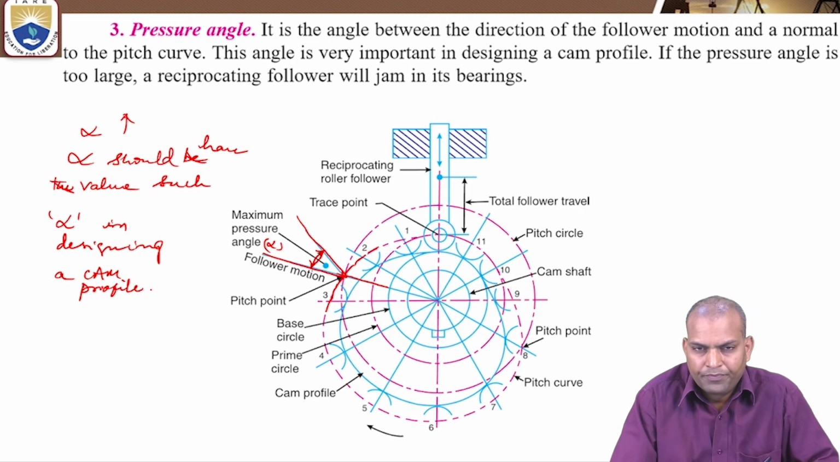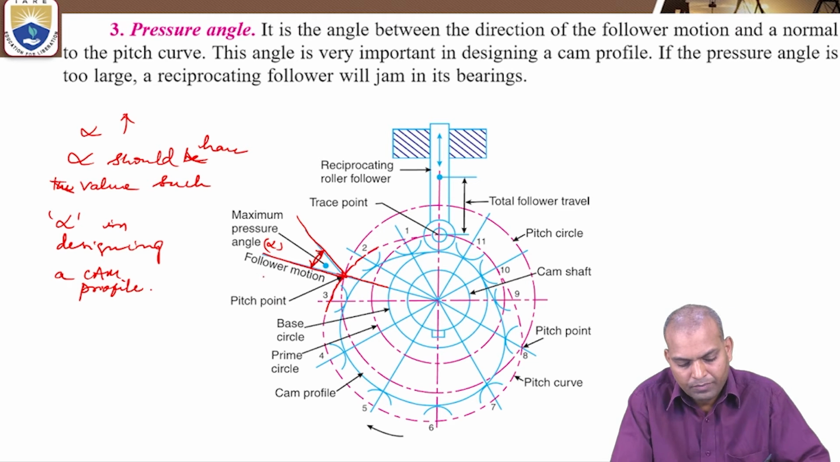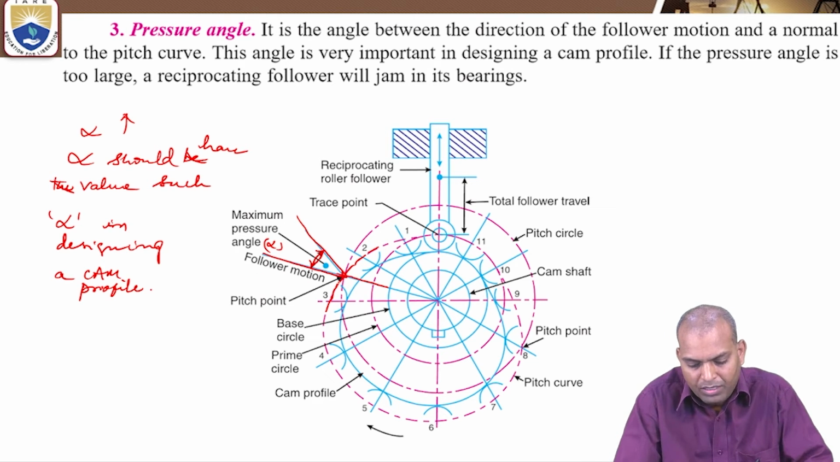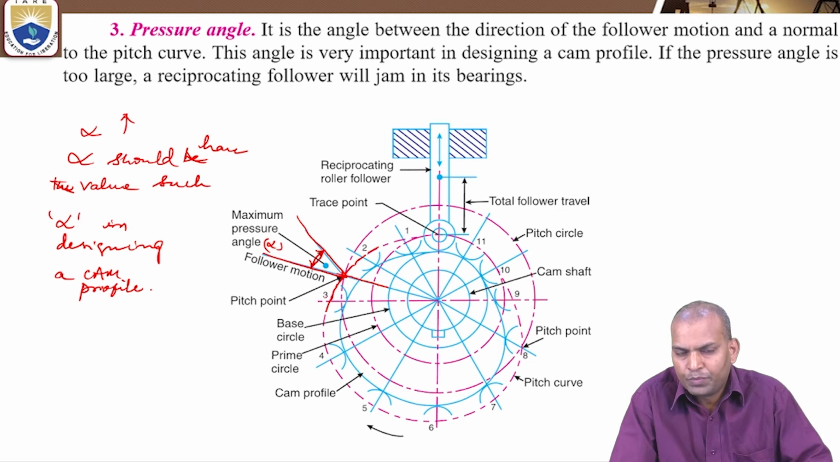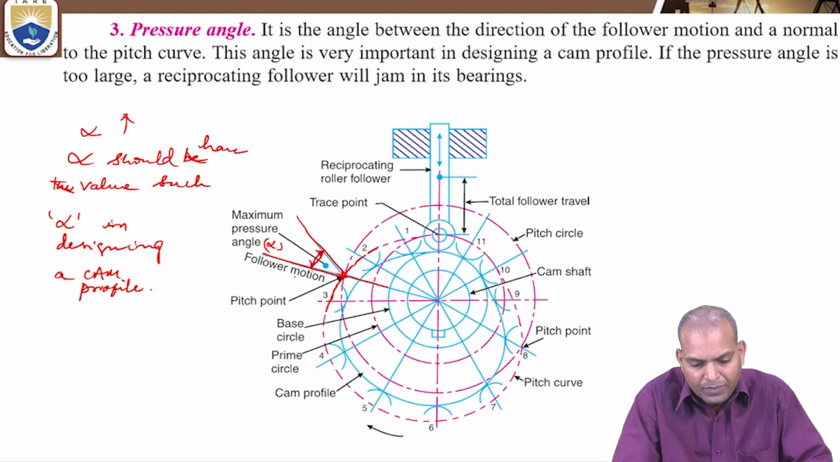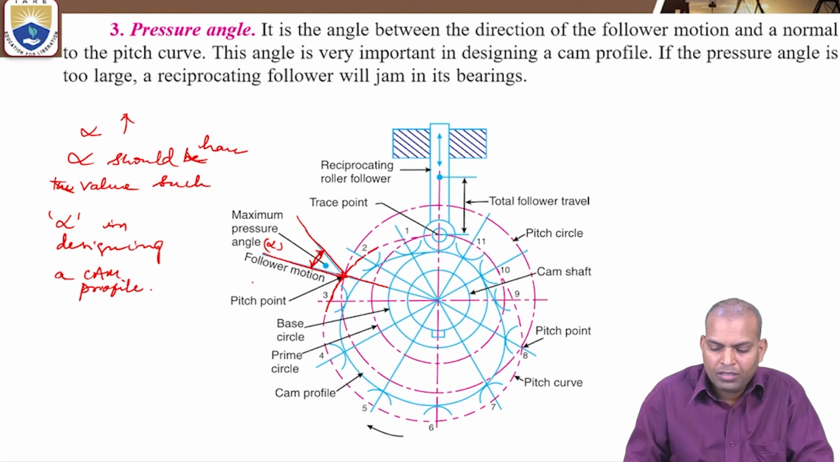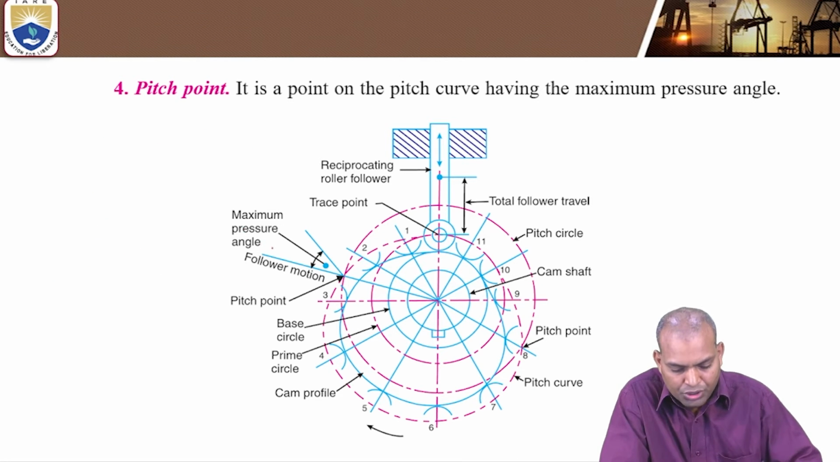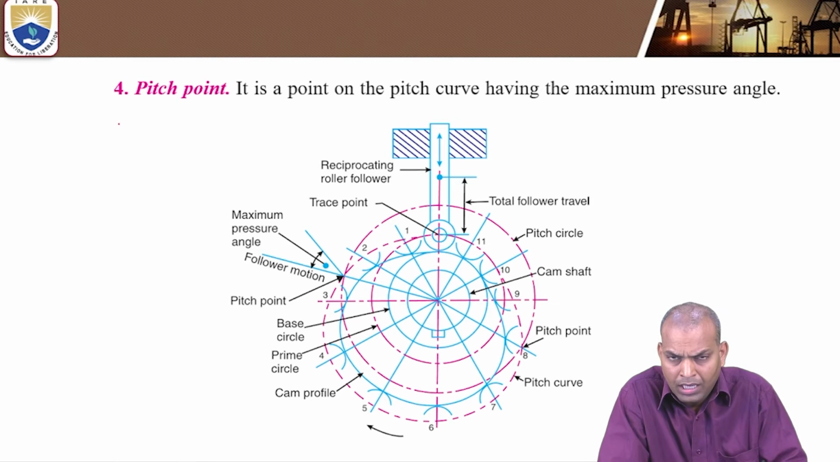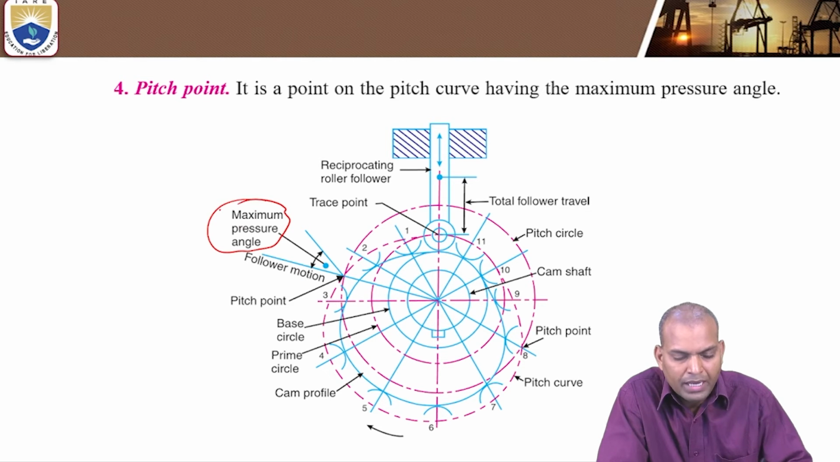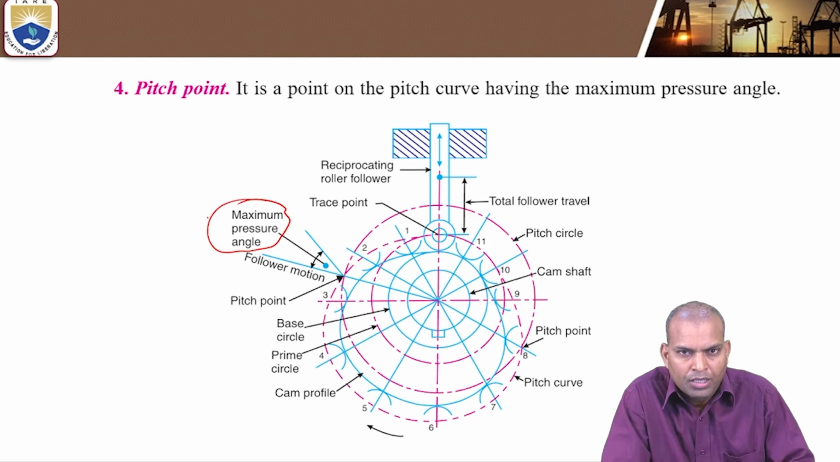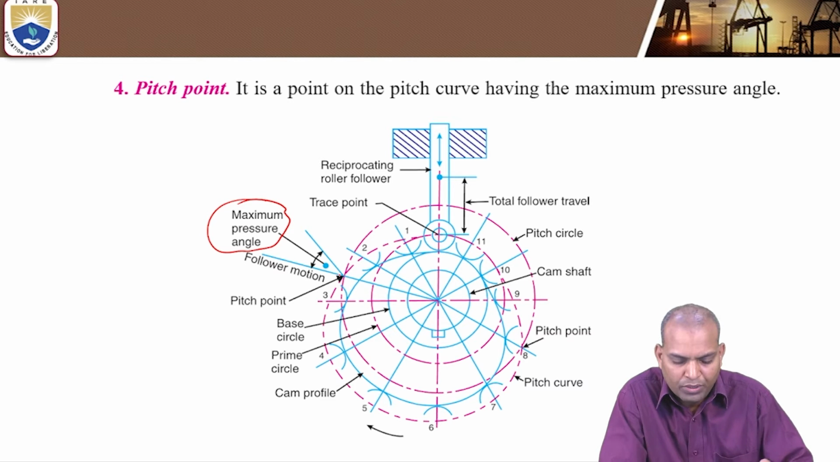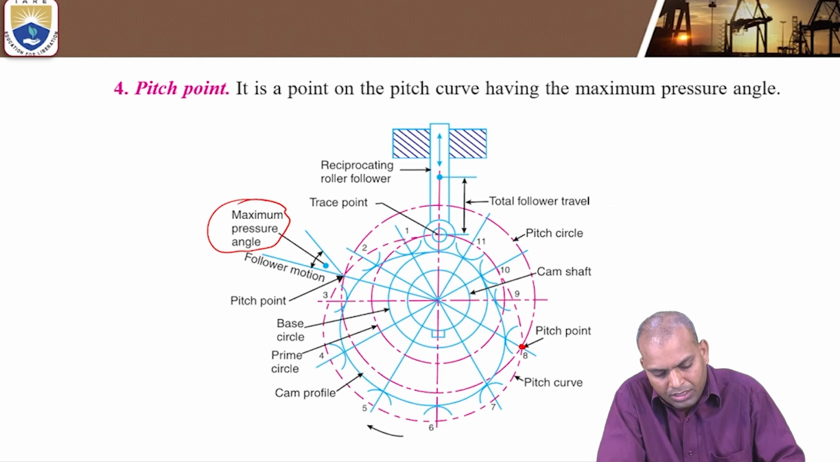Very important, and through this pitch point, what is the pitch point? It is a point where maximum pressure angle takes place. That point is the pitch point. It is a point on the curve, which curve? Pitch curve, having the maximum pressure angle. So, in this figure, there are two pitch points. This is one and it is another one.